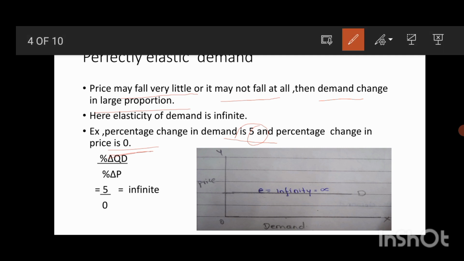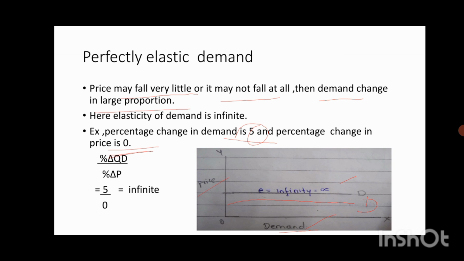Here you can see this with the help of a diagram. Price is measured on the y-axis and demand is measured on the x-axis. Here you can see that the demand curve is horizontal, and here elasticity of demand is equal to infinite. Even if the price falls, the demand curve will be like this only. Demand is always infinite under perfectly elastic demand.